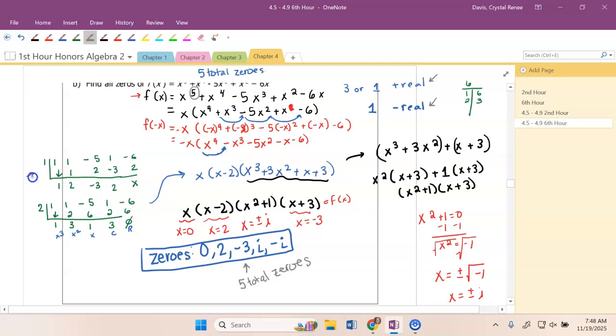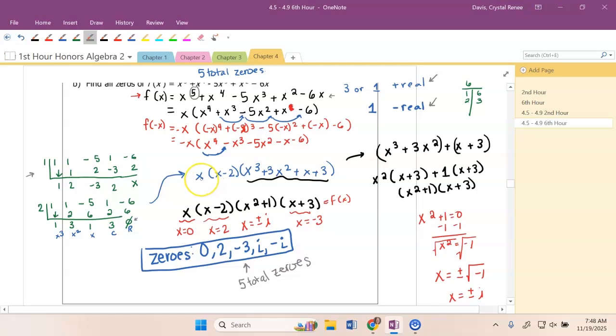So I checked 1. 1 didn't have a remainder of 0, so I knew that wasn't a factor. Then I checked 2. I got a remainder of 0, so x minus 2 is a factor. I first pulled out an x because x is my greatest common factor. So when I pulled out an x, I have x and then all this here.